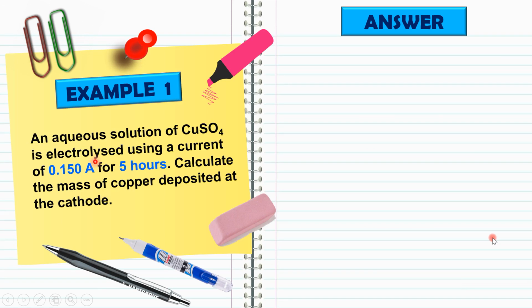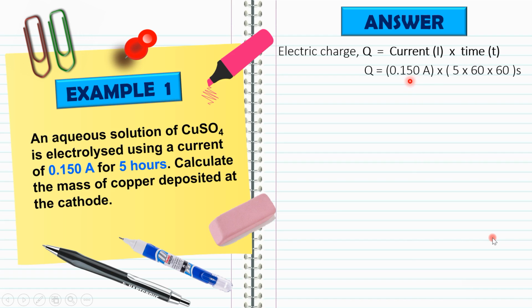Let us consider the following example. In the question, the current I is already given as 0.15 ampere, and the time is 5 hours. Therefore, your first step is to calculate the value of Q. We know that electric charge Q is equal to current I times time T. Next, you substitute all the values. Please remember, time has to be converted into seconds. Therefore, we get the electric charge Q equal to 2700 coulomb.